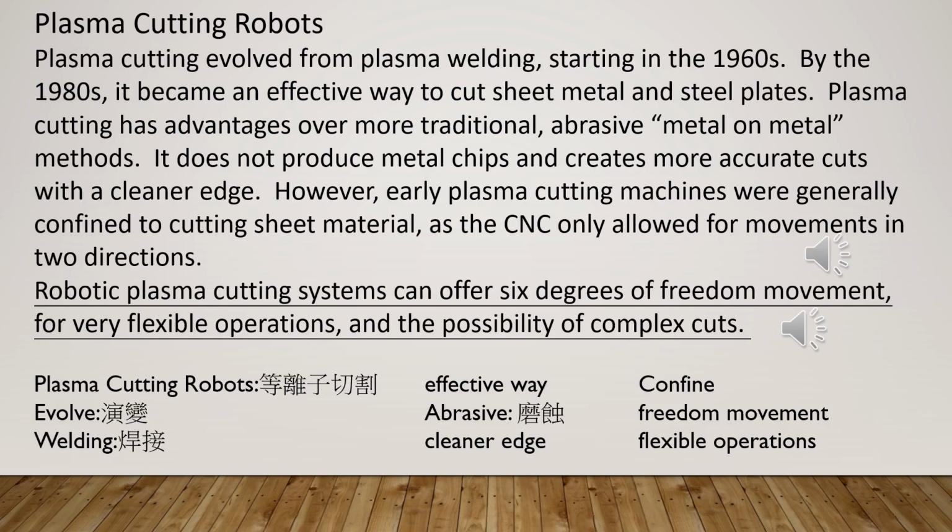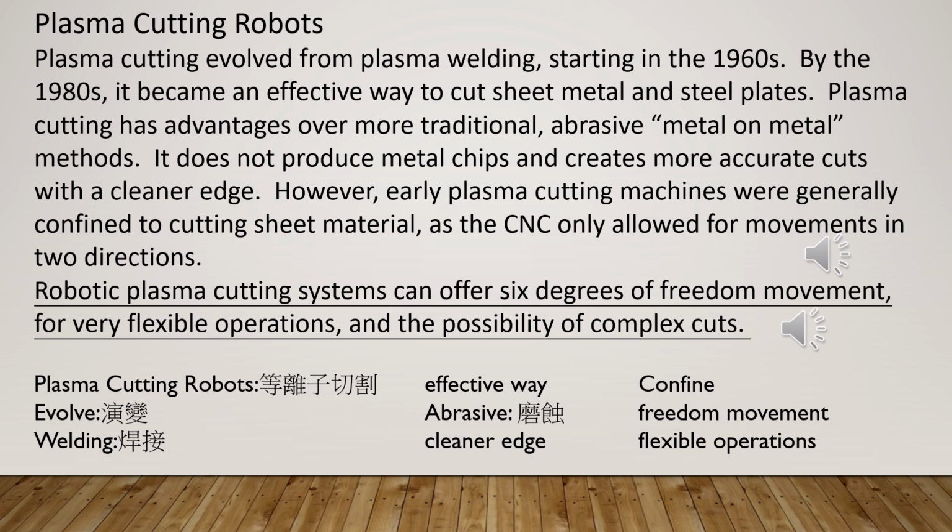Plasma cutting robots. Plasma cutting evolved from plasma welding, starting in the 1960s. By the 1980s, it became an effective way to cut sheet metal and steel plates. Plasma cutting has advantages over more traditional, abrasive metal-on-metal methods. It does not produce metal chips and creates more accurate cuts with a cleaner edge.